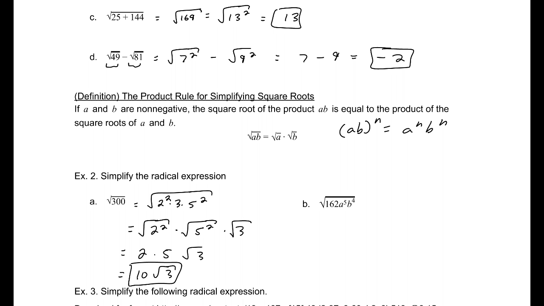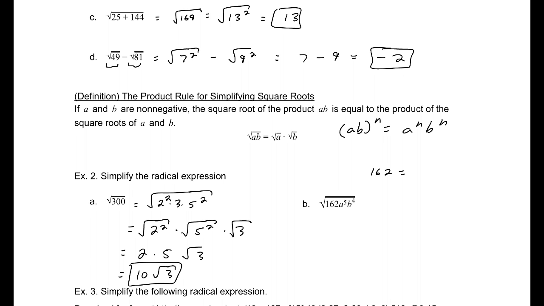All right, part B, 162, a to the 5th, b to the 4th. When we have variables, things get a little bit more complicated, but we still want powers of 2 because we're dealing with a square root. Now, 162, I'm just going to go ahead and write this up here. We've got 2 times 81. So that would be 2 times 9 squared, or times 3 to the 4th. There we go. So there's our prime factorization.